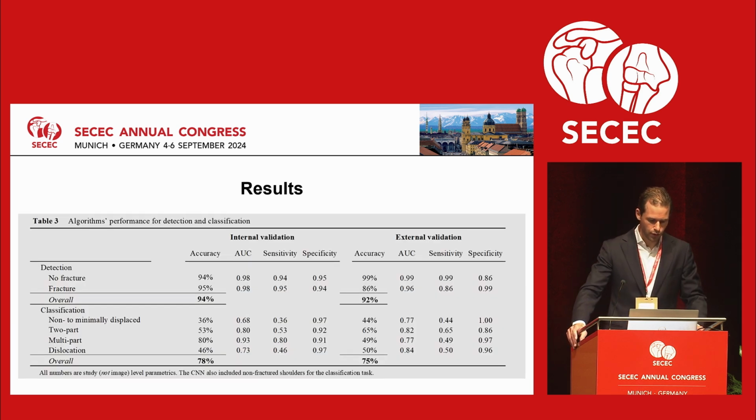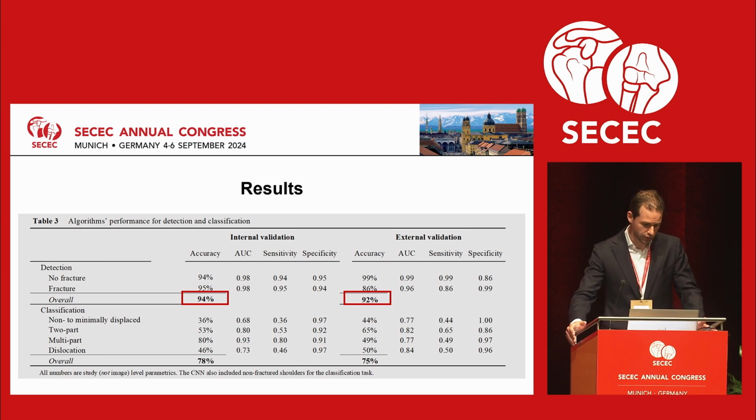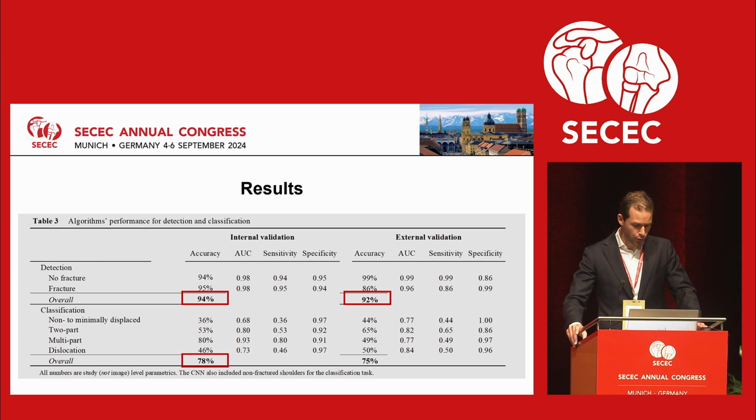So the results. We found an overall accuracy of 94% for detecting fractures on plain radiographs for the internal validation group. That was actually quite good. And also for the external validation, it was also quite good. There wasn't really much difference, it was 92%. But when we looked at the classification, it was actually quite poor. The internal validation was 78%, and when we looked at the external validation, the validation on the 2 Dutch hospitals, that was 75%. So that wasn't really what we were looking for, unfortunately.